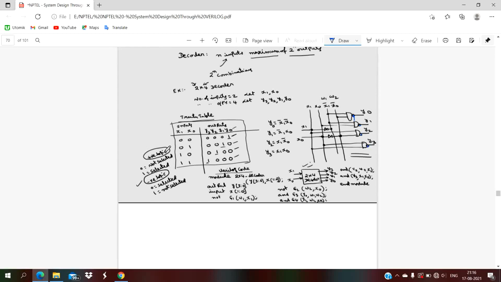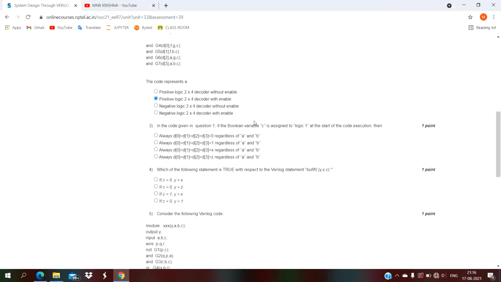C is nothing but the enable signal, and it is fixed. Question 1 is a negative logic 2x4 decoder with enable, and logic 1 is given to the enable.